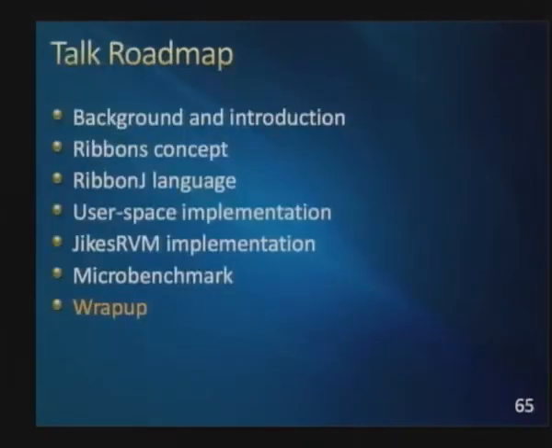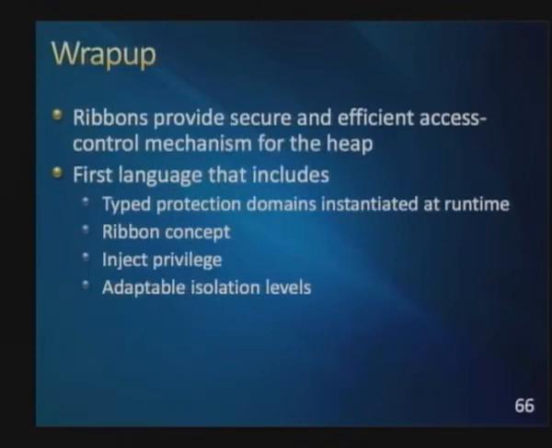All right, so just to conclude here, we've covered our proposed idea of ribbons to provide this sort of access control mechanism over the heap that also works on existing standard hardware and is efficient. We also believe this is the first language extension where you have these type protection domains that are instantiated at runtime. So you've got this flexible dynamic memory segmentation model. We've never seen the inject privilege modeled explicitly before in the language, and also this idea of adaptable isolation levels.